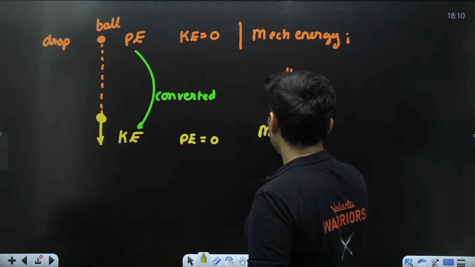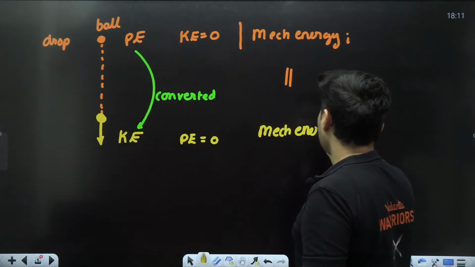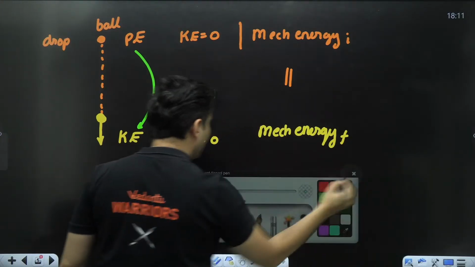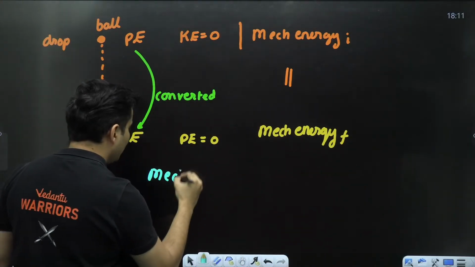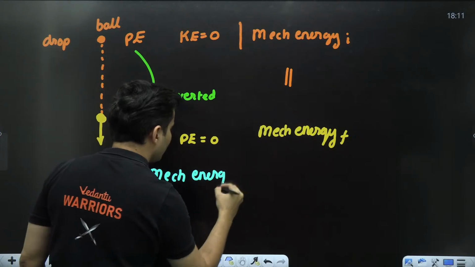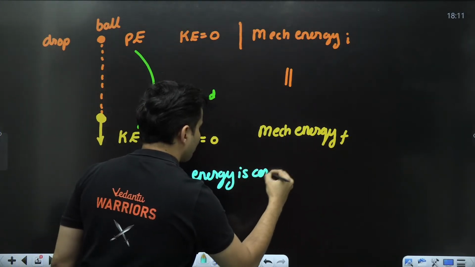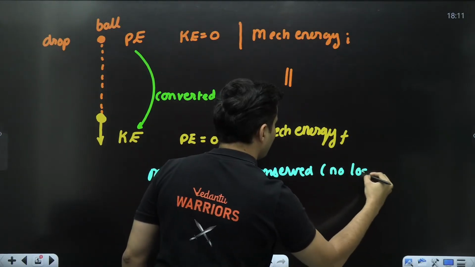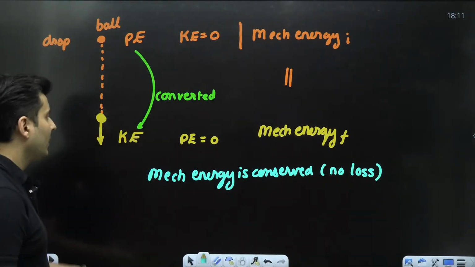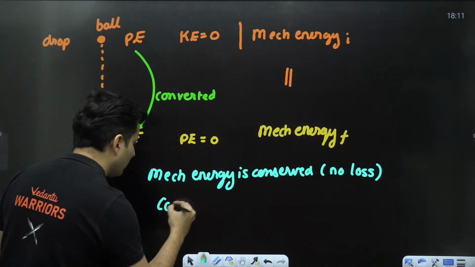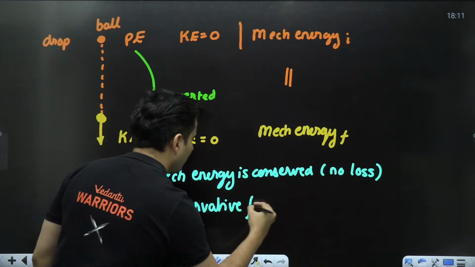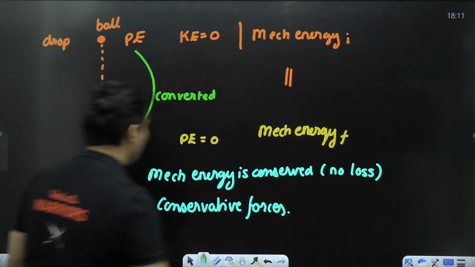So if you add them up, the mechanical energy which is there initially will be numerically equal to the mechanical energy finally. Hence, I would say that the mechanical energy is conserved, and there is no loss, and there are examples of such forces. Such forces are said to be conservative forces.